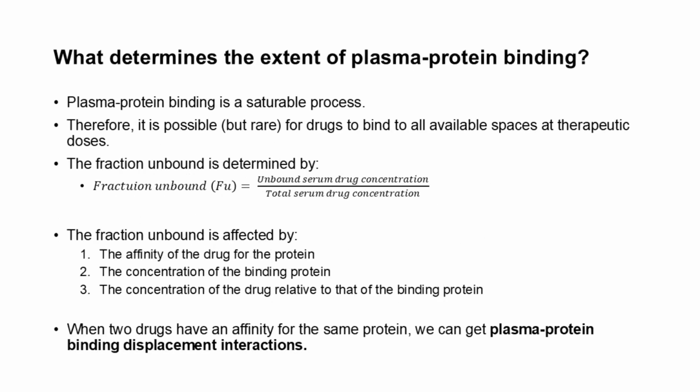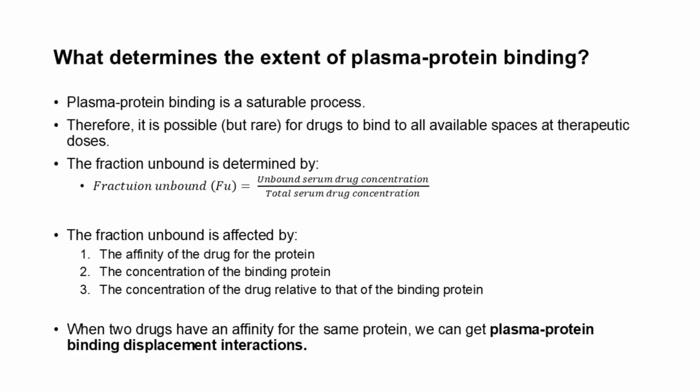Plasma protein binding is a saturable process. Therefore, it is possible, but rare, for drugs to bind to all available spaces at therapeutic doses. An example of a drug that may have saturable plasma protein binding at therapeutic doses is sodium valproate.